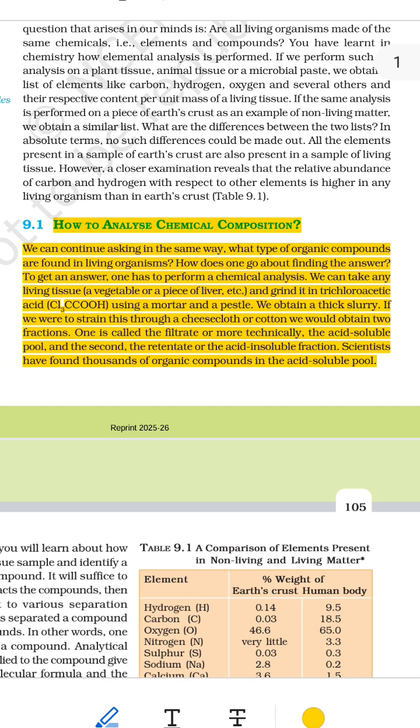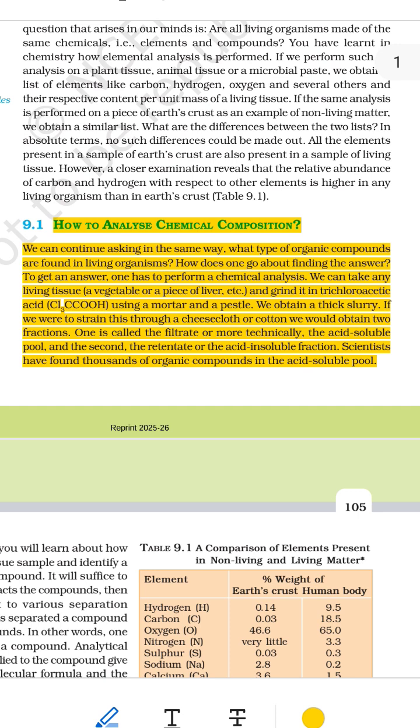Step 2. Crush the tissue in acid. Scientists use a chemical called trichloroacetic acid, CCl3COOH. They grind the tissue using a mortar and pestle, bowl and stick. This helps to break open the cells and release the chemicals inside. Example: it's like crushing garlic to release its juice. We crush the tissue to release the cell juice. Result: a thick paste called a slurry.